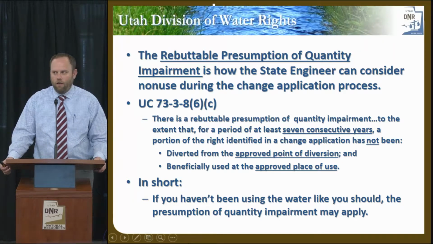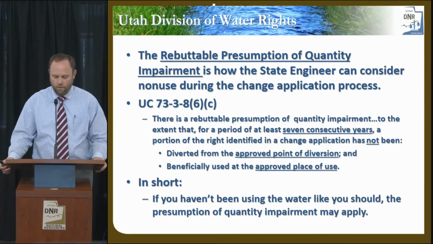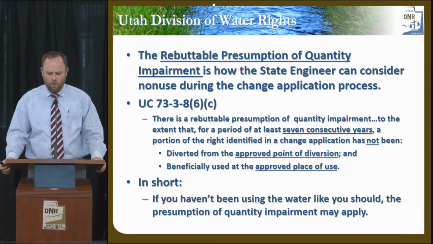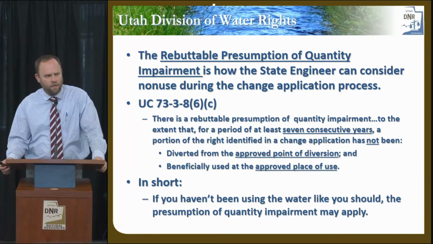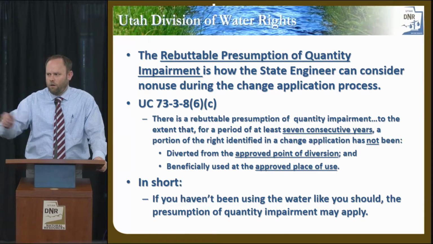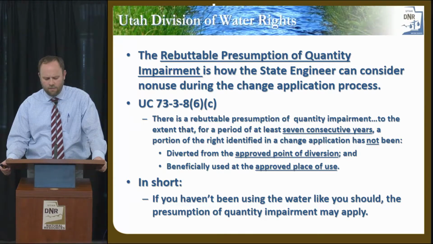Okay, by non-use, this is a way that a senior water right can impair a junior water right holder. Okay, so why can't a senior water right be impaired by a junior water right that is not being used? I'm going to open it up to questions. Anyone have an answer for that?